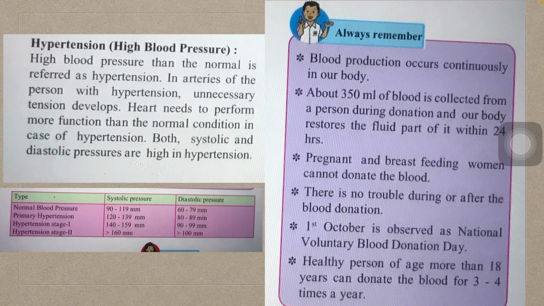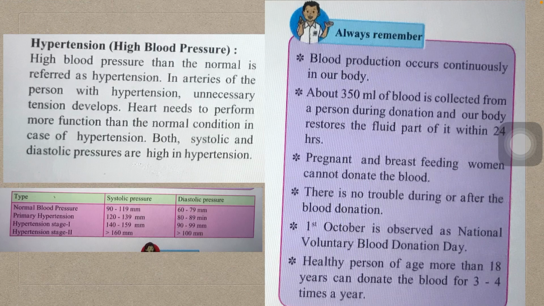Next is hypertension, that is high blood pressure. High blood pressure than the normal is referred as hypertension. In arteries of the person with hypertension, unnecessary tension develops. Heart needs to perform more function than the normal condition in case of hypertension. Both systolic and diastolic pressure are high in hypertension.